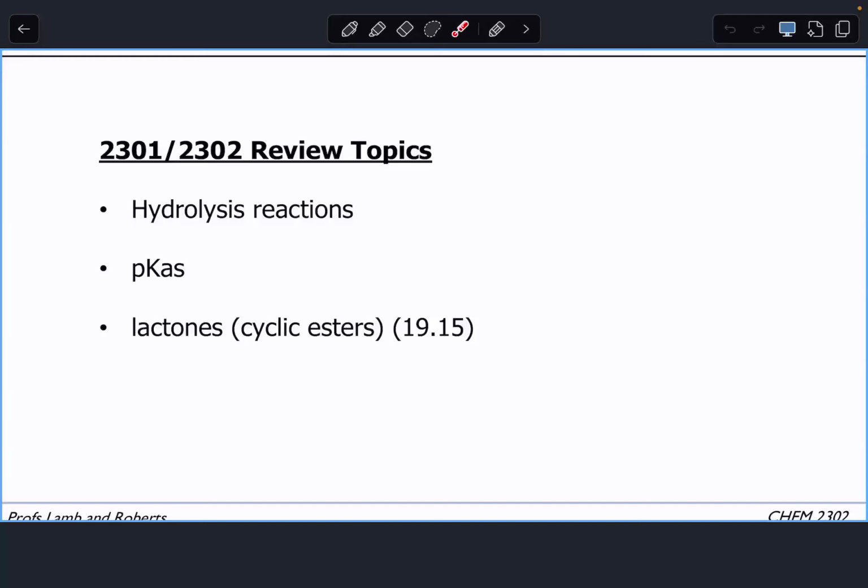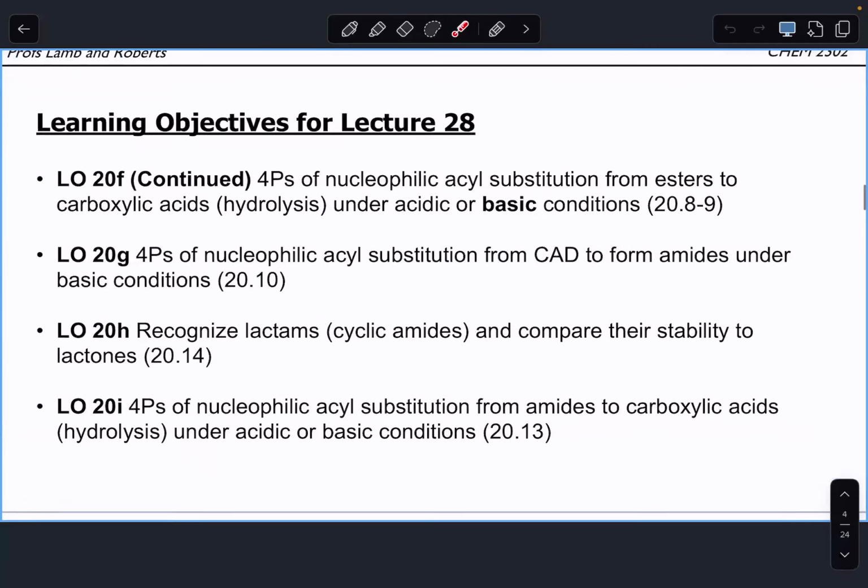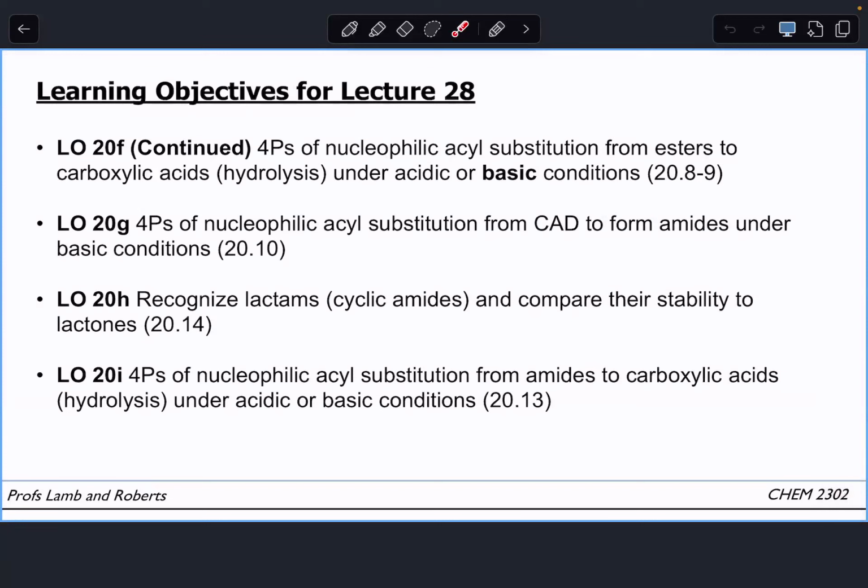Talk, and we're going to talk about hydrolysis, a little bit of amides, as well as pKa's, because pKa's always matter when we're talking about carboxylic acids. And then you previously learned about lactones, and today we're going to talk about lactams. So we just want to remind you what lactones are. So we're going to continue with learning objective 20F, which is the hydrolysis of esters to carboxylic acids.